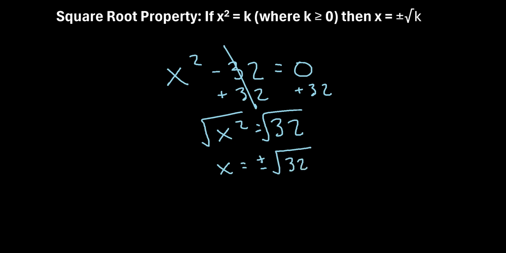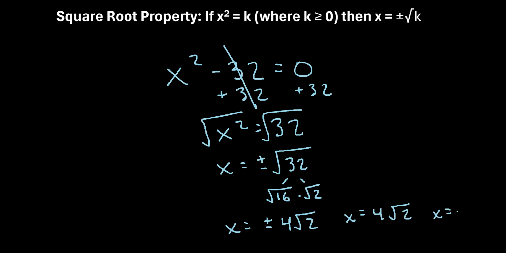Now the square root of 32 doesn't have an integer value, but we can still simplify it by recognizing that we can break it down into the square root of 16 times the square root of 2, since 16 times 2 is equal to 32. Now the square root of 16 is 4. So we can write x is equal to plus or minus 4 times the square root of 2. Or if we wanted to, we could also write it as x is equal to 4 times the square root of 2, or x is equal to negative 4 times the square root of 2. These will be our final two answers.